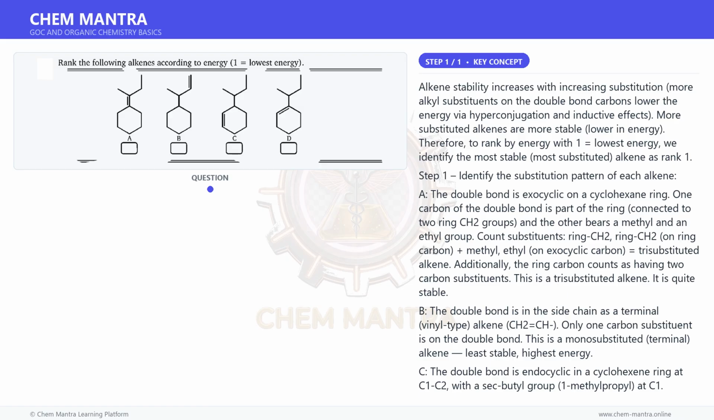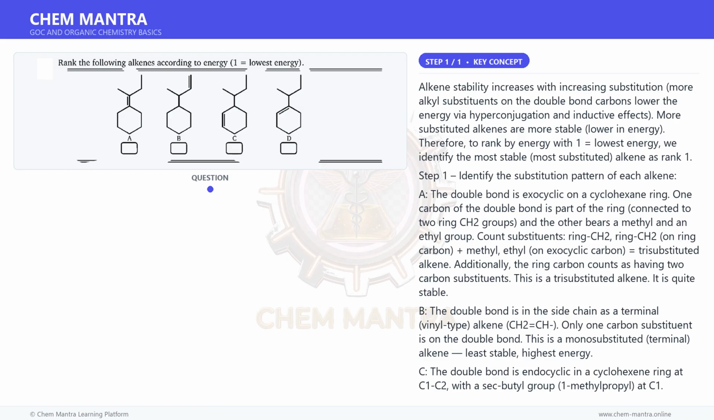Step 1. Identify the substitution pattern of each alkene. A. The double bond is exocyclic on a cyclohexane ring. One carbon of the double bond is part of the ring, connected to two ring CH2 groups, and the other bears a methyl and an ethyl group. Count substituents: ring CH2 on the ring carbon, plus methyl and ethyl on the exocyclic carbon, equals a trisubstituted alkene. Additionally, the ring carbon counts as having two carbon substituents. This is a trisubstituted alkene. It is quite stable.